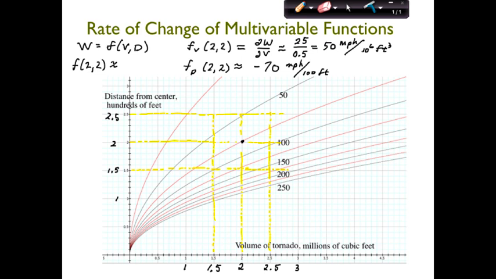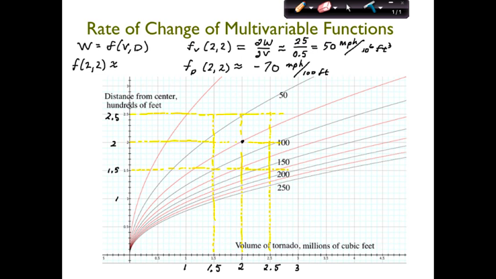Negative 70. So down here you have negative 50 per 0.5 change, and here you have a negative 25 per 0.5 change, so the average of that would end up being about negative 70. Okay, questions on that?